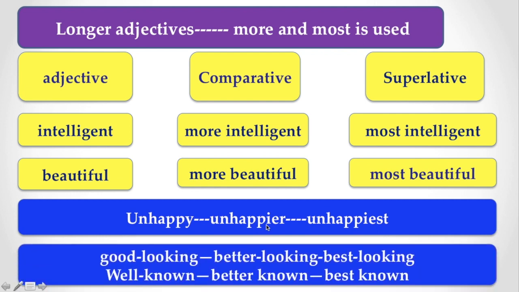Similarly, there is an interesting fact. You find good looking. The word good looking is a combination of two adjectives. Here you have to use good looking, better looking, and best looking. Similarly, well known, better known, and best known. You have to use these in case of good and well when they are used with other adjectives.